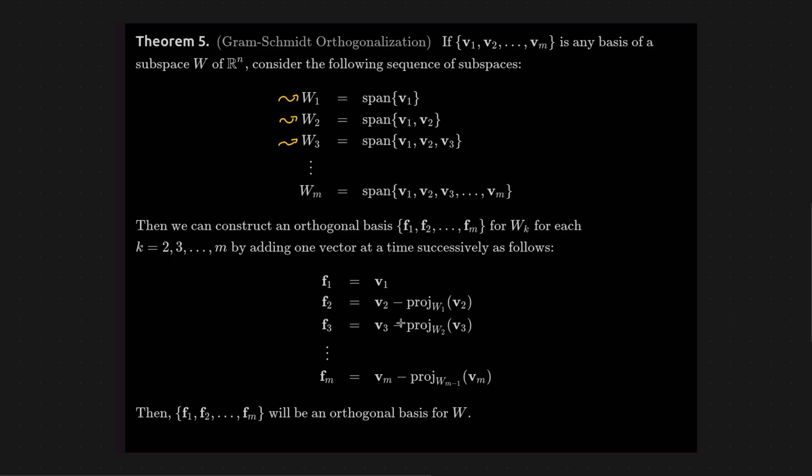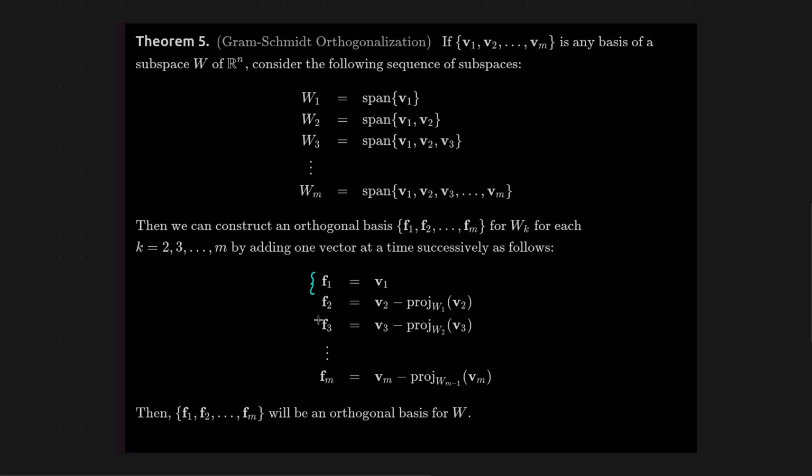All right. So to do that, let's start with W1. We know V1 is a spanning set for this subspace. We're going to let F1 to Fm be our orthogonal basis. So we're going to let F1 be equal to V1.